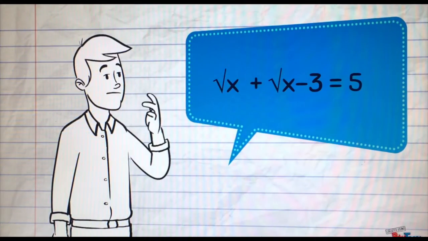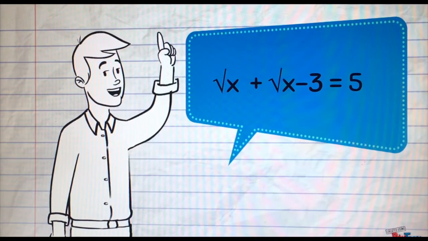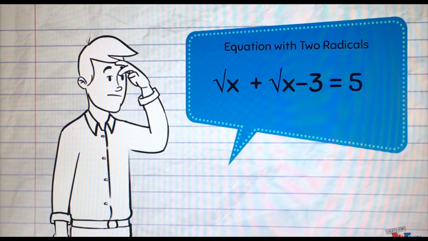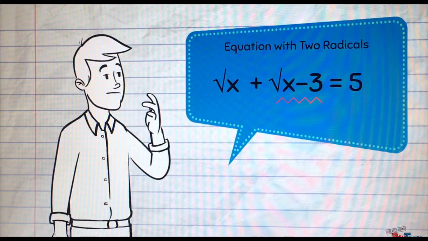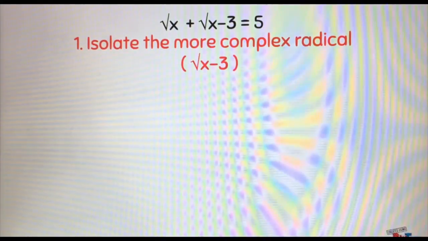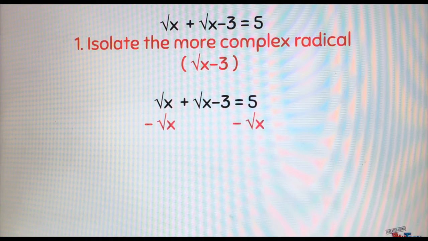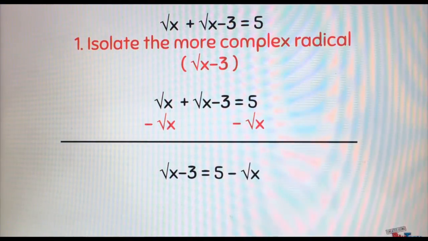Now we have the equation root x plus root x minus 3 is equal to 5. This equation contains 2 roots, so we will isolate the more complex root, which is root x minus 3. First, we isolate root x minus 3 by subtracting root x from both sides. This gives us root x minus 3 is equal to 5 minus root x.